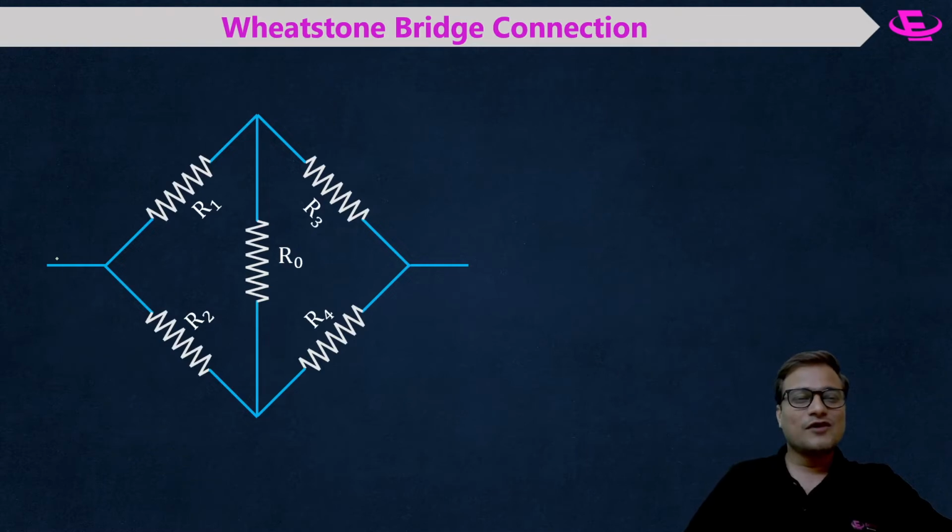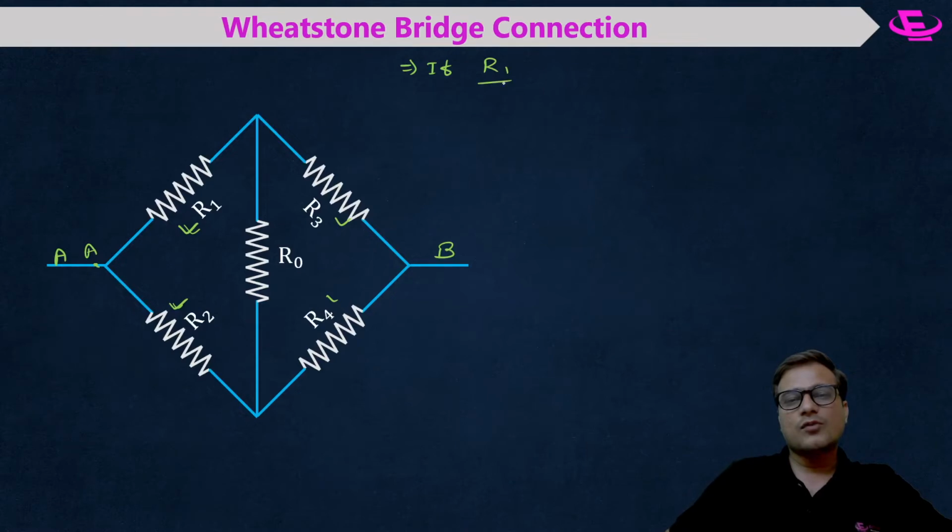Next, a very beautiful connection, the Wheatstone bridge. This is the Wheatstone bridge: R1, R2, R3, R4 and R0. Five resistances are connected. You have to calculate the equivalent resistance. But for the Wheatstone bridge, one condition will be given to you. This is point A. It will be written like the ratio of these two resistors R1 by R2, again R3 by R4. If R1 upon R2 is equal to R3 upon R4, then what will happen?